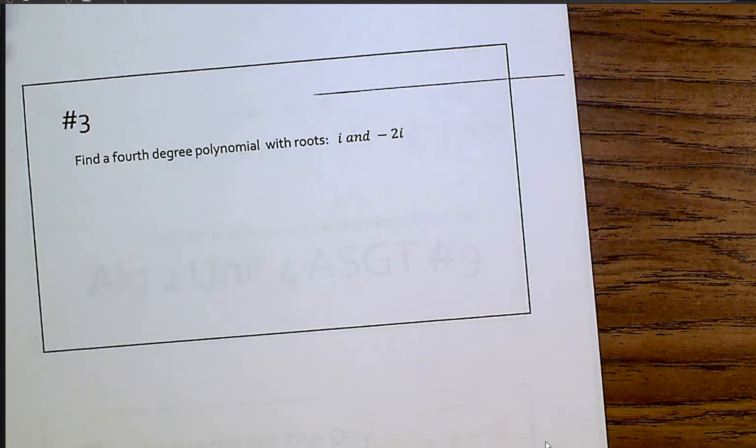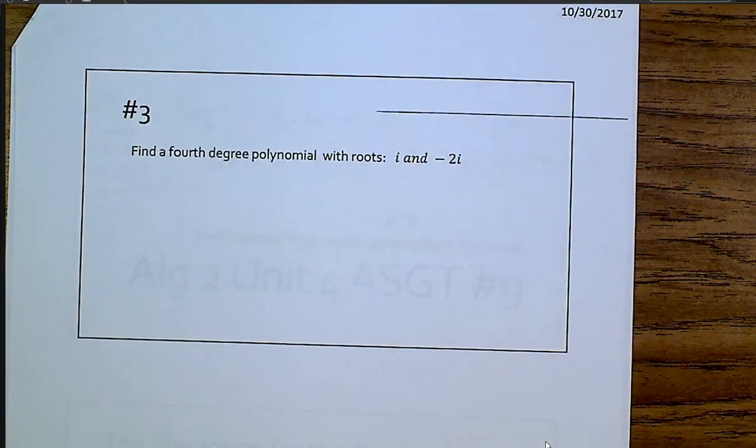All right, last page here. This one says find a 4th degree polynomial with the roots i and negative 2i. Why don't you go ahead and hit pause and try this on your own, see what you come up with, and then we'll check our answers.